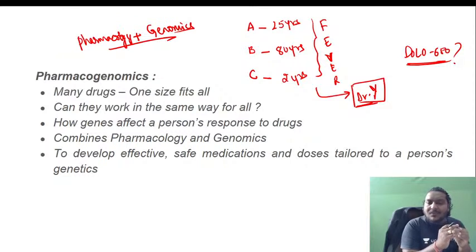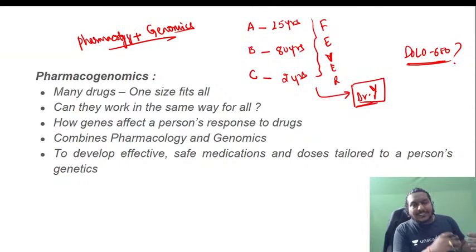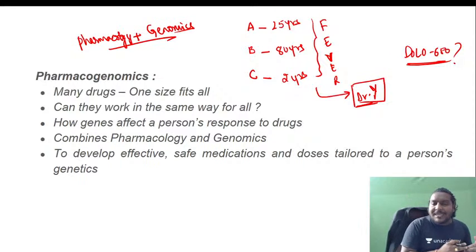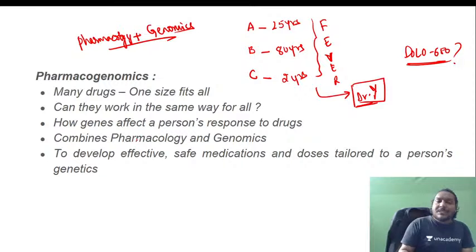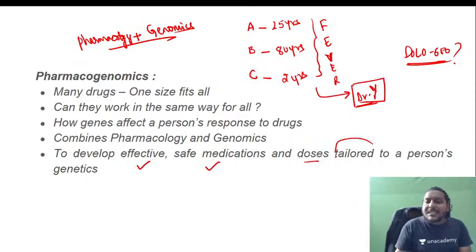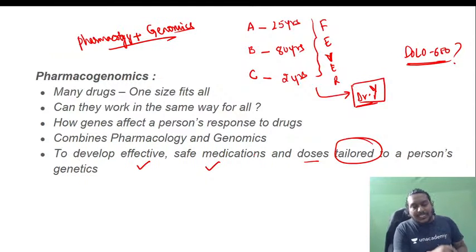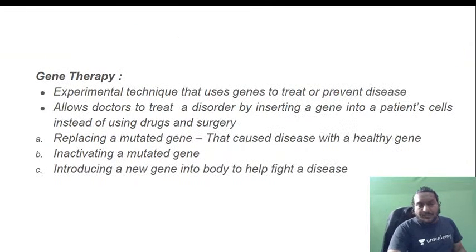So if I have a disease, I would create a certain kind of medicine which is specially created for me, and my genetic response would be appropriate. So they would develop an effective, safe medication and a dose which is tailored according to a person's genetics. So this is the area called pharmacogenomics.